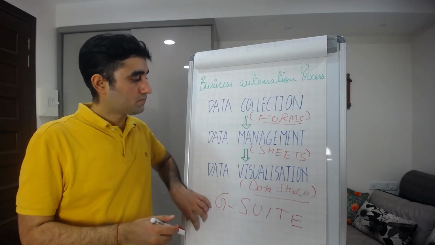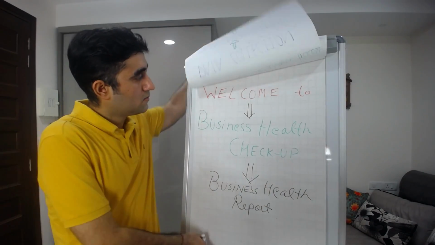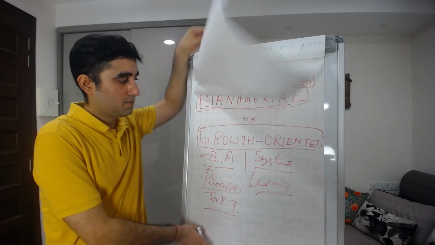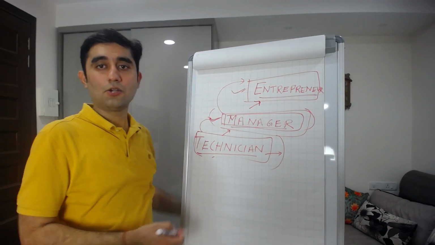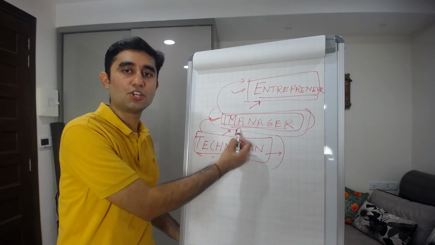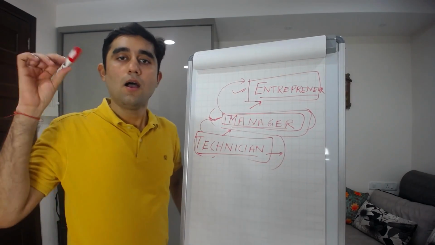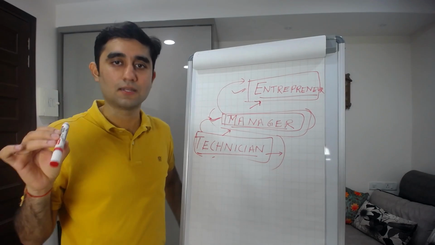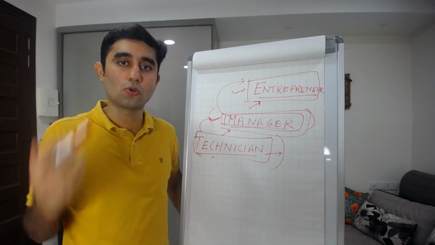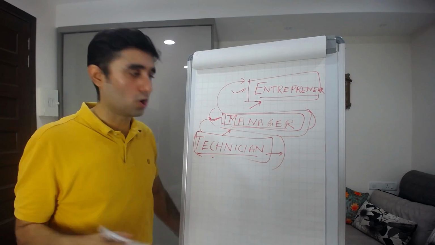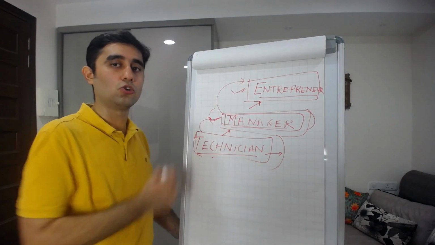Okay, now just hold on, let me just share that final idea with you. So I told you 3 stages: technician, manager, and entrepreneur. Until you upgrade your systems, until you upgrade your skills, and until you define the process and automate them, it is near to impossible to actually upgrade from technician to manager.